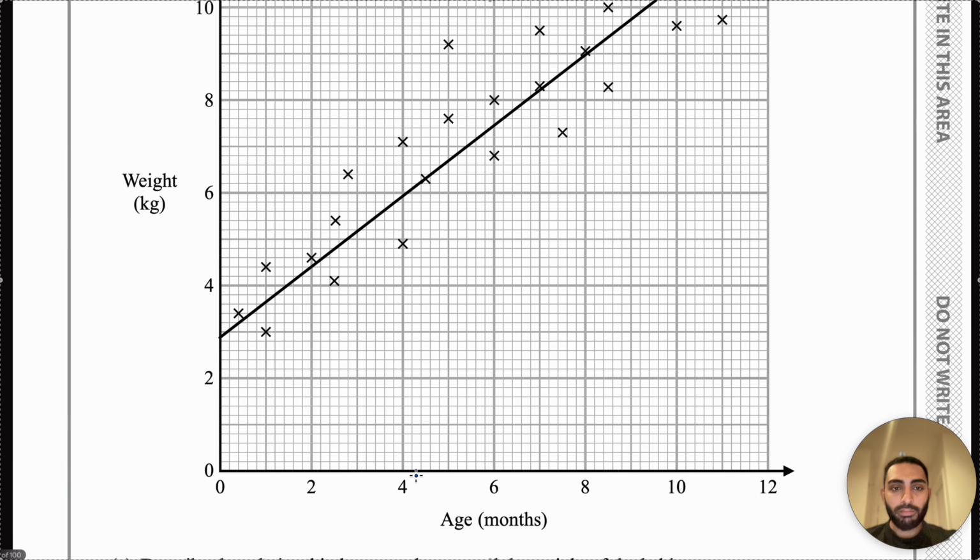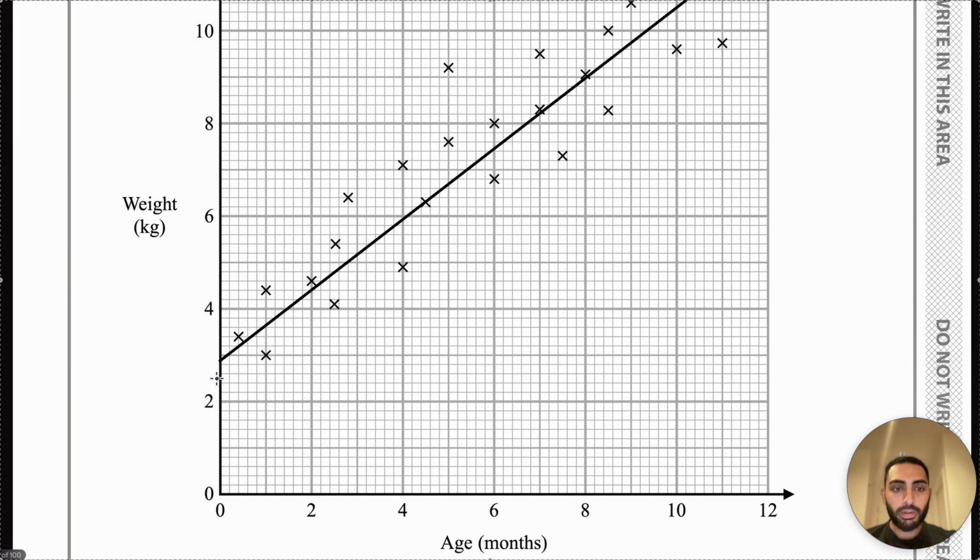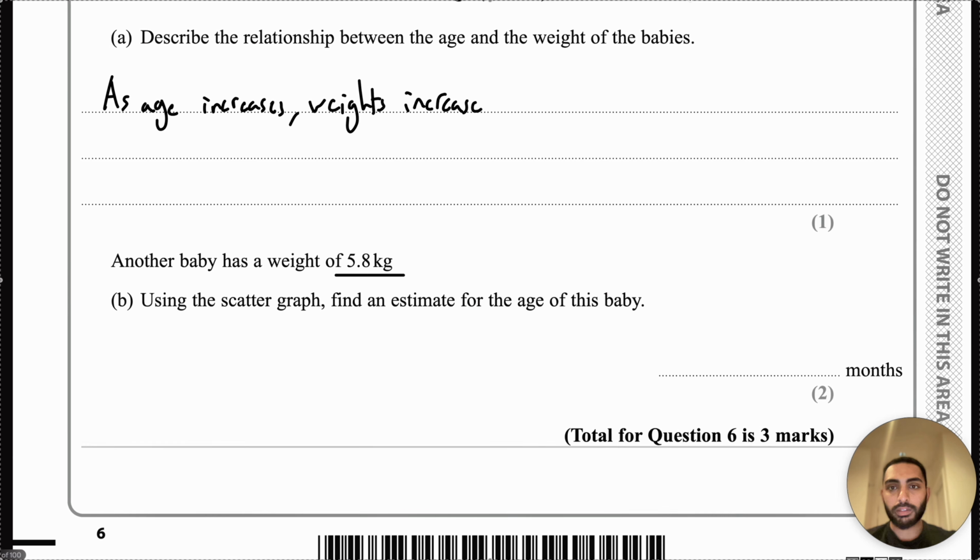So we're looking for 5.8 kilos. So I'm going to go up to 5, which is about here. And there's 5 gaps between 5 and 6. So each gap will be worth 0.2. And I need to draw a line going from there, touching that line. And then I'm going to draw a line going straight down. And I can see that it's between 3 and 4. And each of these gaps is again worth 0.2. So 4 take away 0.2 would be 3.8. So the age would be 3.8 months.